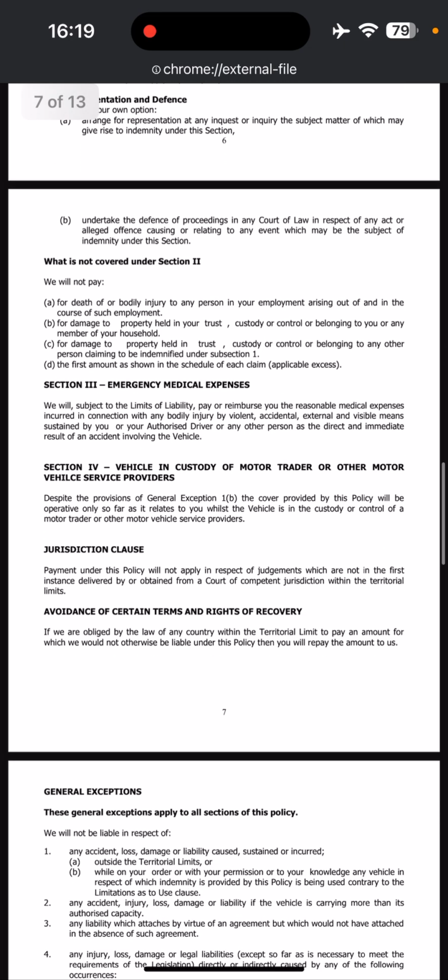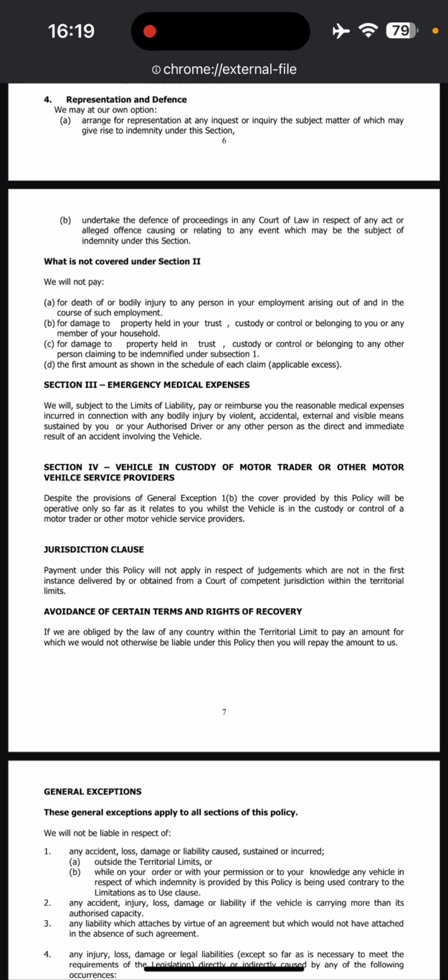And section 3, emergency medical expenses. You may hit somebody and they get injured and you have to treat them. That one is capped at normally 30,000 Kenya shillings. Or you yourself also may get involved in an accident and you... Sorry. That one, no. Sorry. You are not covered under your insurance policy.